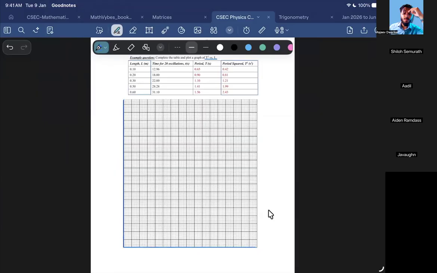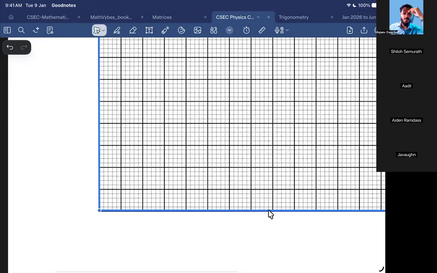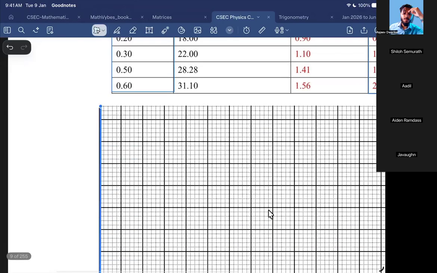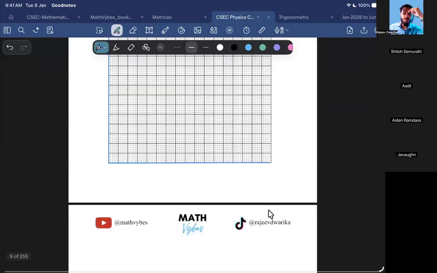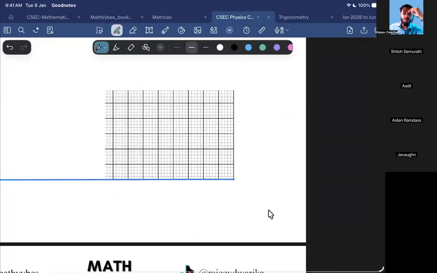You'll have graph paper or no? You're supposed to have graph paper. Go find some graph paper.